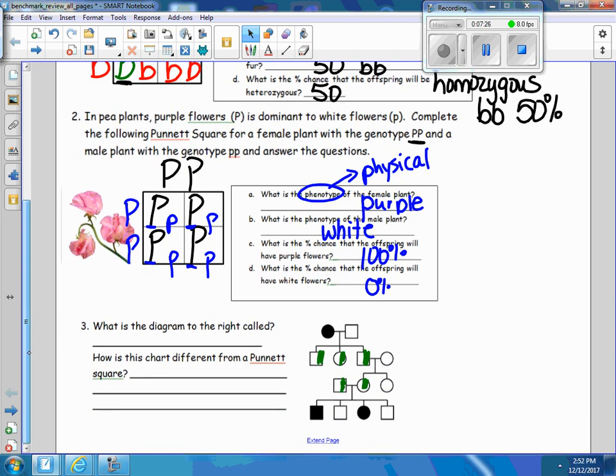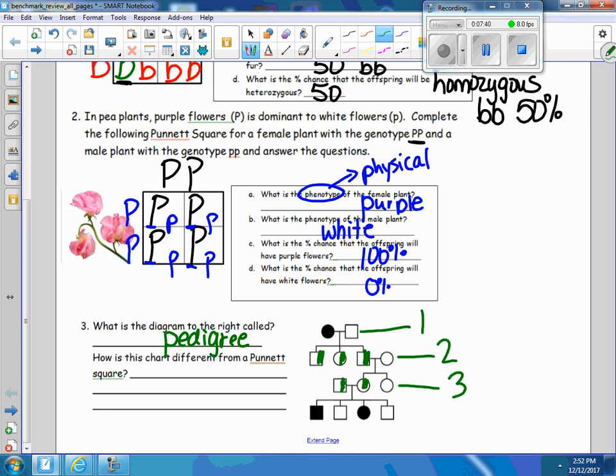All right, let's look. What is the diagram to the right called? Pedigree chart. How many generations? Okay. Let's count them. First generation, second generation, third generation, and four generations. How is it different from a Punnett square? This actually happens. This is like a family tree.